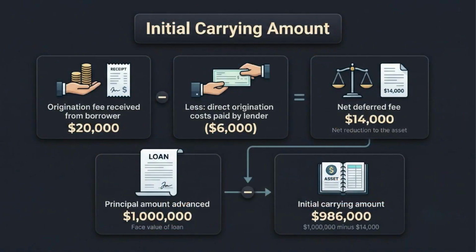The first calculation is the initial carrying amount. The lender receives an origination fee of $20,000 and pays direct origination costs of $6,000. Net them together and we get a $14,000 net deferred fee. Because it is a net fee, it reduces the loan asset. So the $1 million principal amount becomes an initial carrying amount of $986,000. That $14,000 is not day one income. It will be recognized into interest income over the loan life.